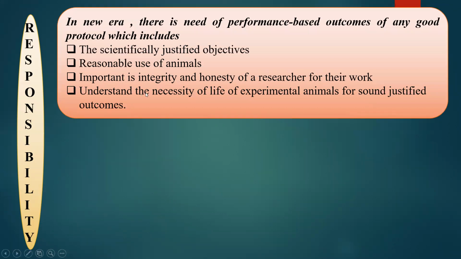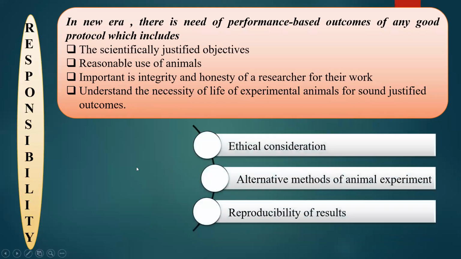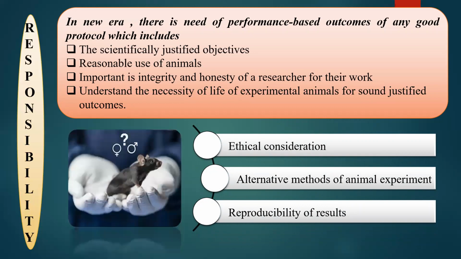Then understand the necessity of the life of the experimental animal for a soundly justified outcome. So until and unless there is a sound justification for the use of an animal, one cannot use the animal. It is the responsibility of the researcher. So this will include ethical consideration, then alternative methods of animal experiments, and reproducibility of the results, which are again a very important part we can consider.